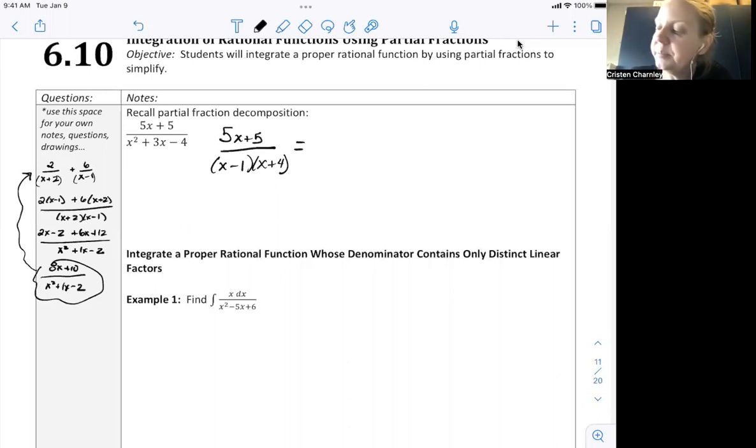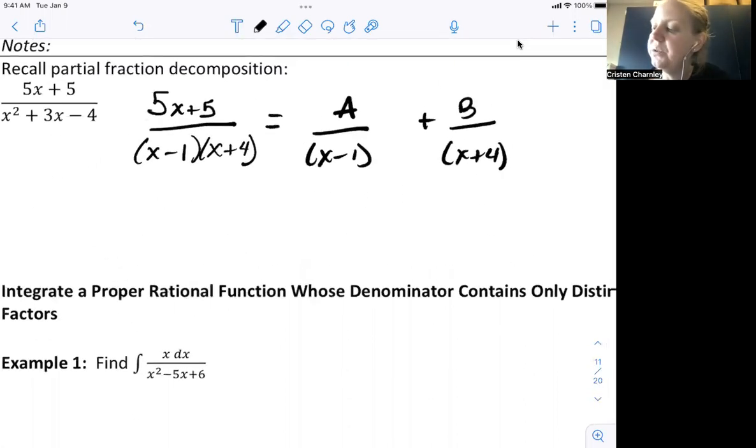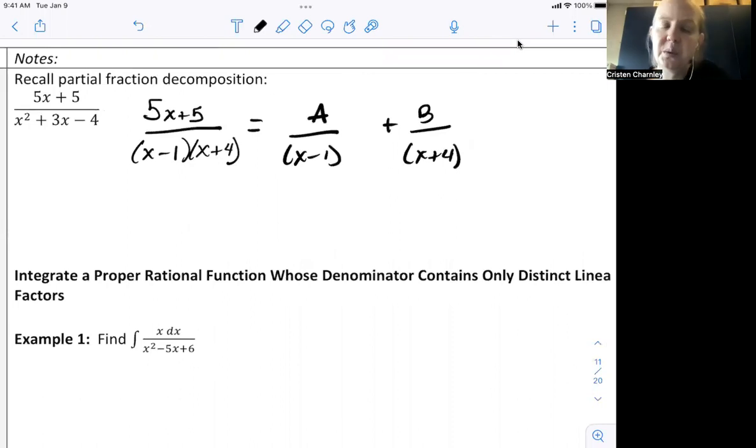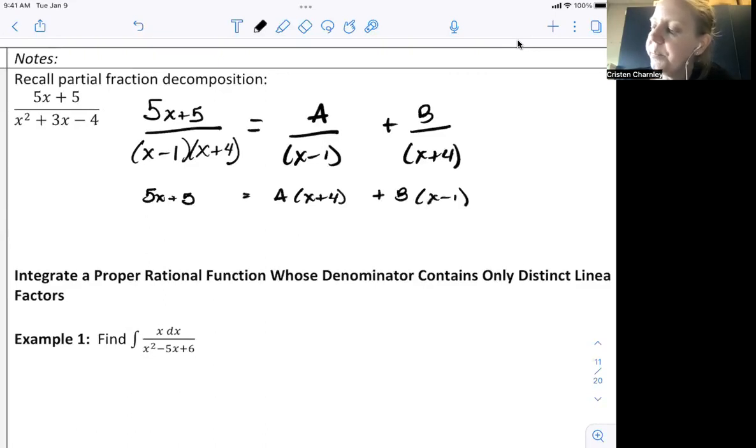And if you remember, we put the A over x minus 1 and B over x plus 4. Does it matter which one comes first? Absolutely not. You are just trying to figure out what those two numerators are. And then we go through and multiply everything by the common denominator to clear the fractions. So we have 5x plus 5 on the left is equal to A times x plus 4 plus B times x minus 1.